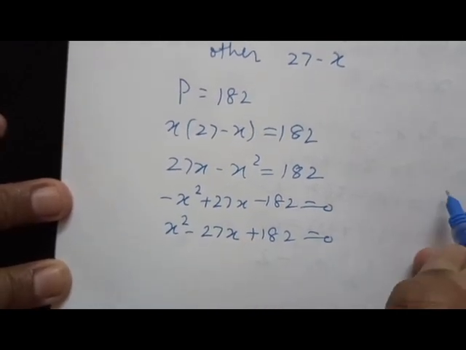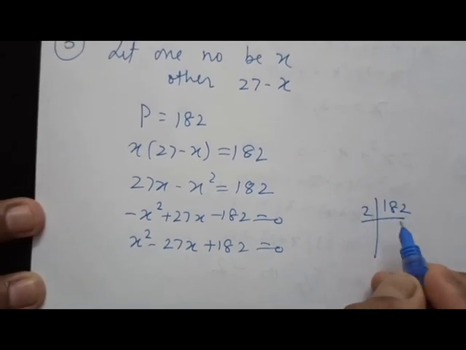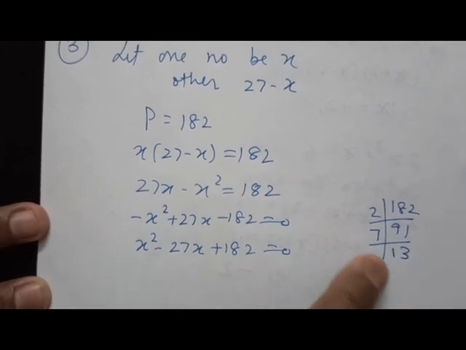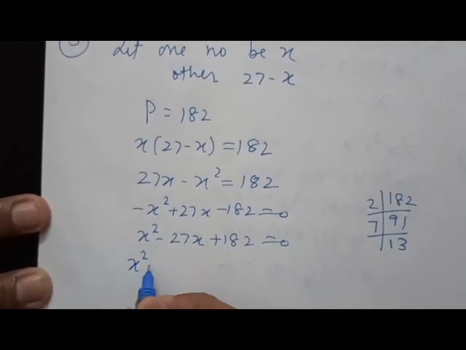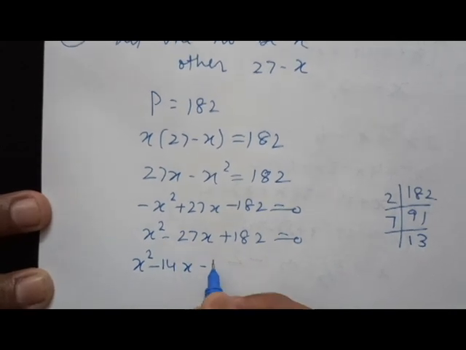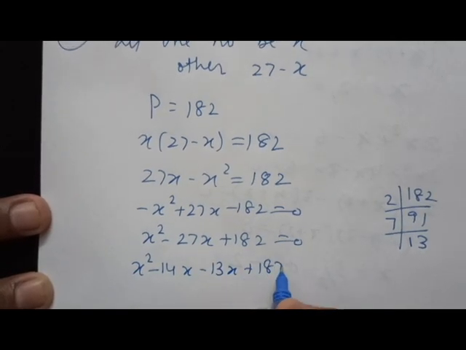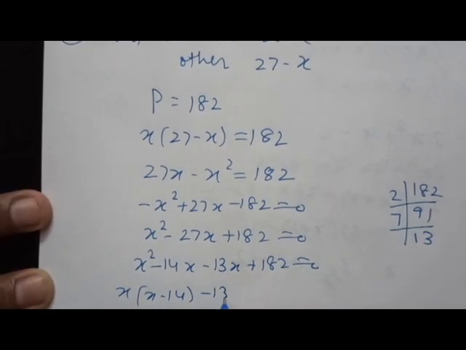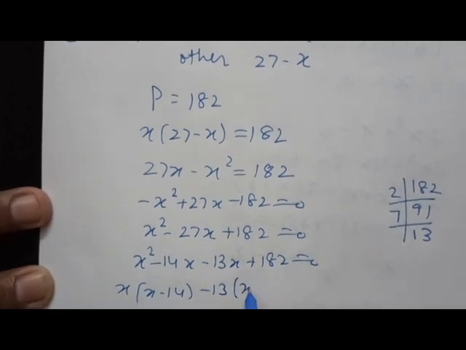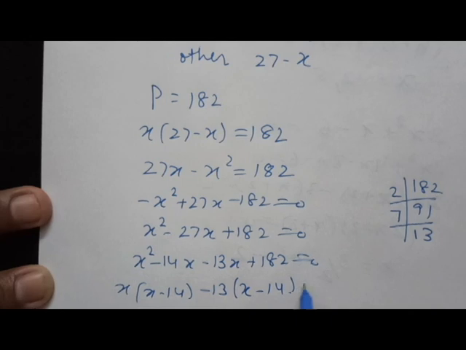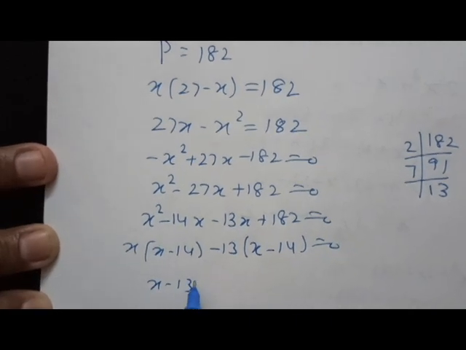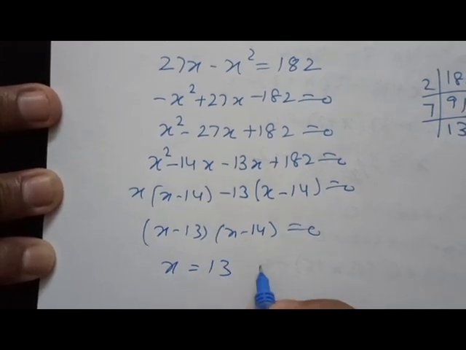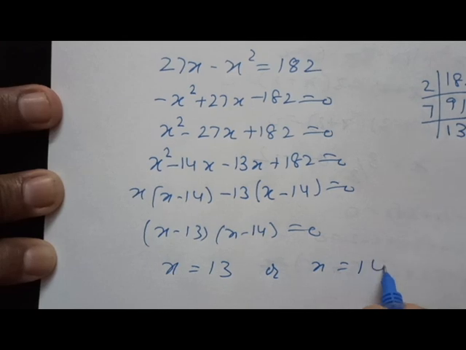If you find out the factors of 182, students, you will get 91. Then you do with 7. So 13 sevens are 91. So 14 and 13 are the two factors. So we write x square minus 14x minus 13x plus 182 is equal to 0. Take x common. So x minus 14. From here you take minus 13 common. So we get x minus 14 is equal to 0. So x minus 13 into x minus 14 gives us 0. So either x is 13 or x is 14.